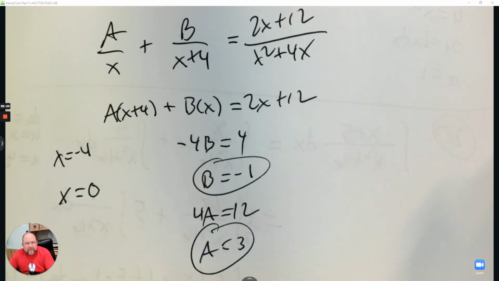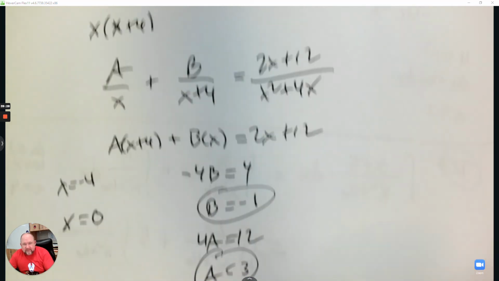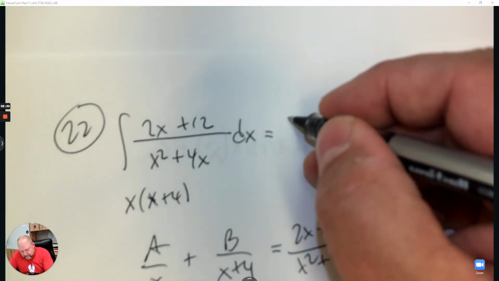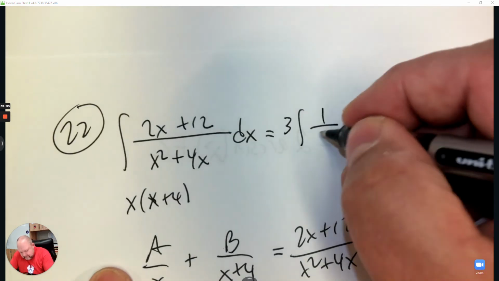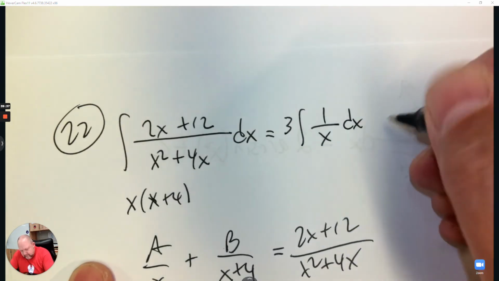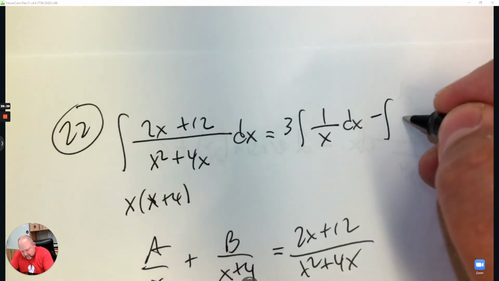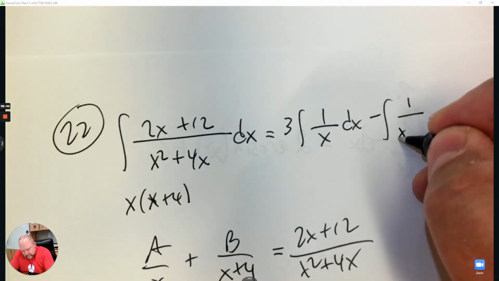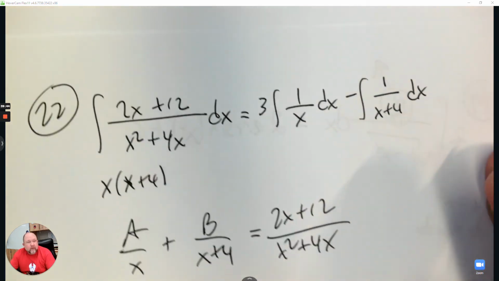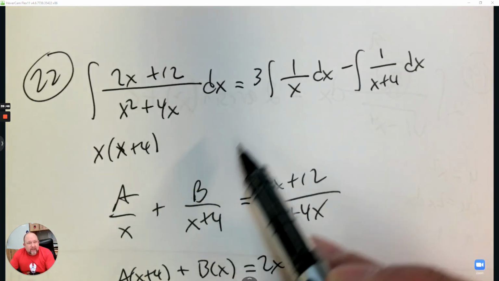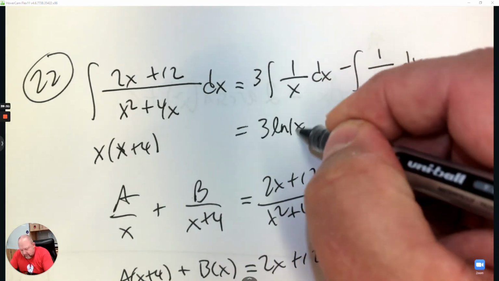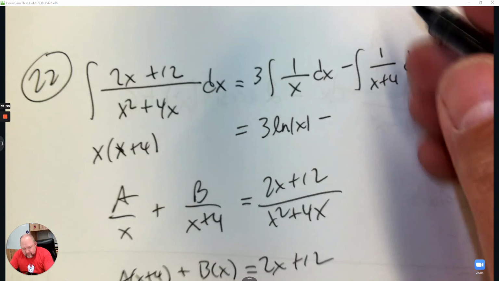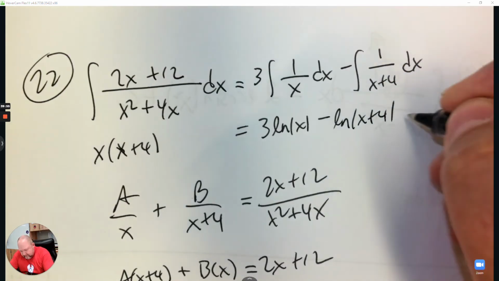And now go back. So again, at any point, press pause. So I'm going to use these values and go back. So we got a is 3. b is negative 1. So again, a and b, and I put those values in front to make it easier to integrate. So the integration of 1 over x is just ln. The integration of 1 over x plus 4 is ln. And then plus c.